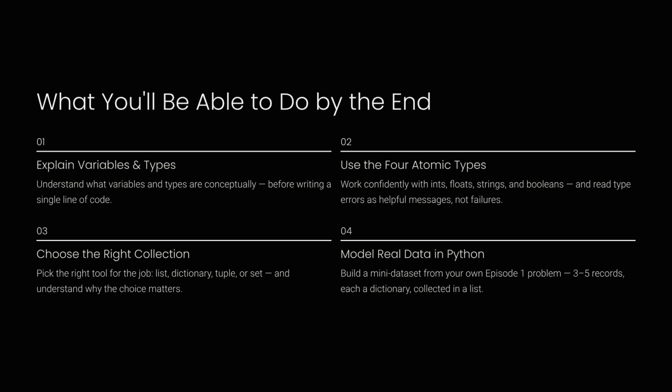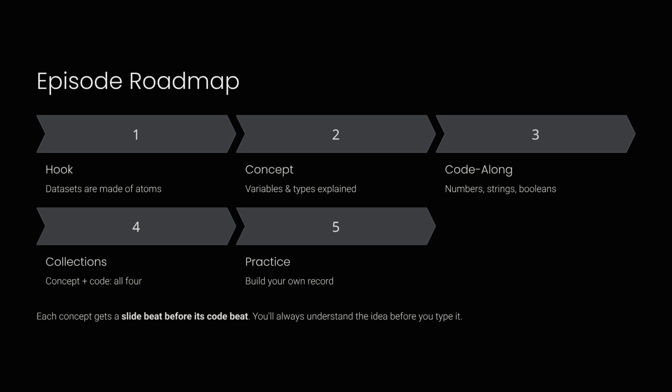By the end of this video, you will understand variables and types, be able to use the 4 atomic Python types, choose the right collection for your data, and model real data using those concepts. Here is our roadmap. We'll start by hooking into the concept of data atoms, cover the basics of variables and types, code along with numbers, strings, and booleans, discuss collections, and finally build our own data records.